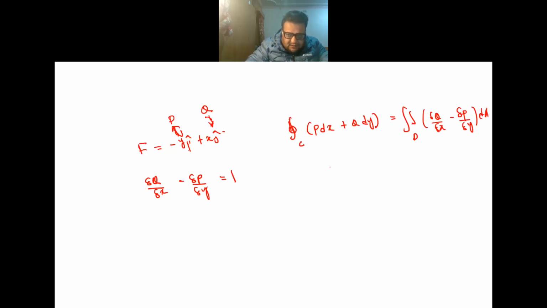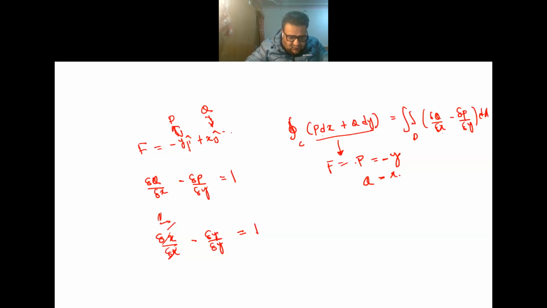So here, if you compare this equation, you have this F here. From this F you get the P value. The P value is the first value, minus y, and Q is the x value. Now this ∂Q/∂x, that means ∂x/∂x minus ∂y/∂y, should be equal to 1. Q is x, right? So this becomes 1. But what is your P value there? P is minus y and Q is x.